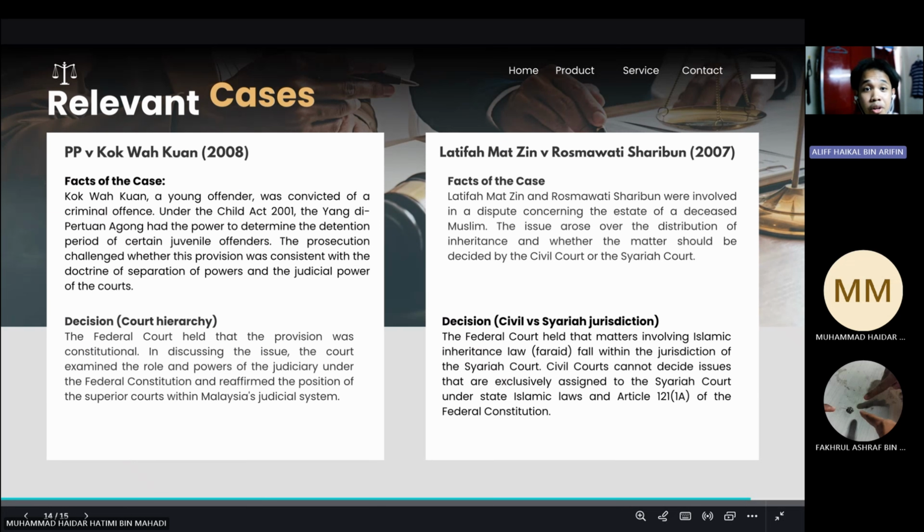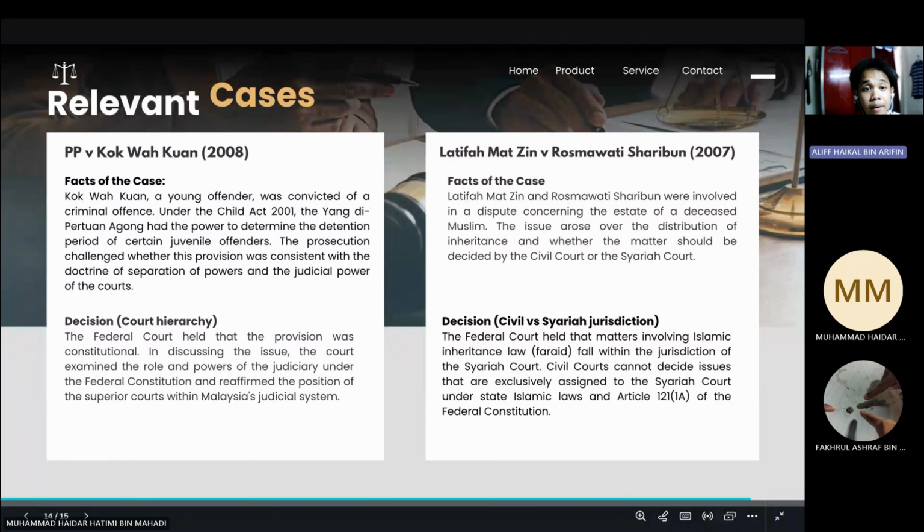To see how this roadmap functions under stress, let's look at two landmark Federal Court cases. In PP versus Kahar in 2008, the court examined whether executive powers regarding juvenile detention violated the separation of powers. The Federal Court held the provision constitutional, firmly reaffirming the core role and powers of superior courts within Malaysia's judicial system.